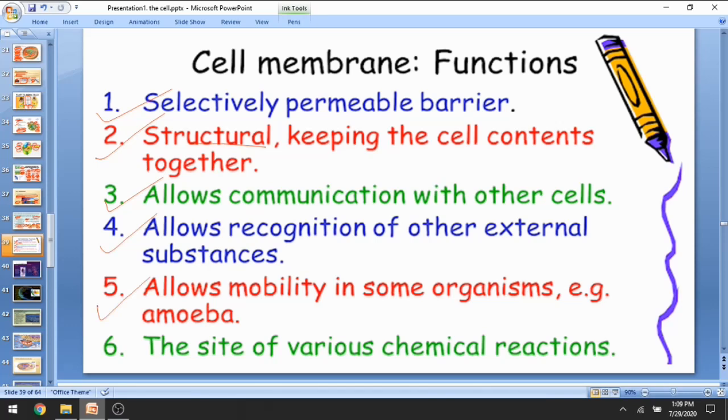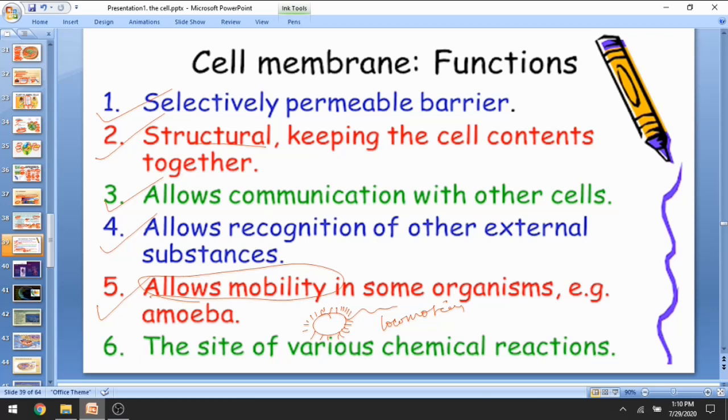So what does it mean? A cell membrane may have flagella or cilia, thread-like structures on the outer surface, attached basically to the cell membrane, and they help in locomotion. That's why it is mentioned that it allows mobility. Mobility means moving the cell from one area to another. Some cells have cilia on their surface, or flagella, long thread-like structures that help the cell locomote from one place to another.